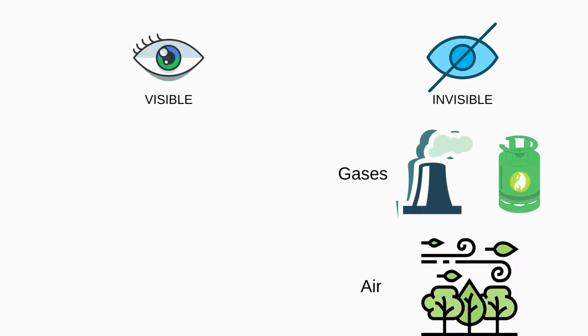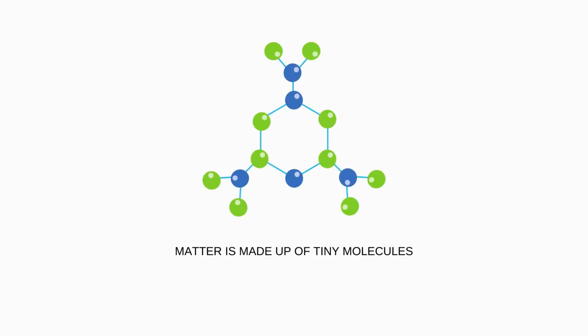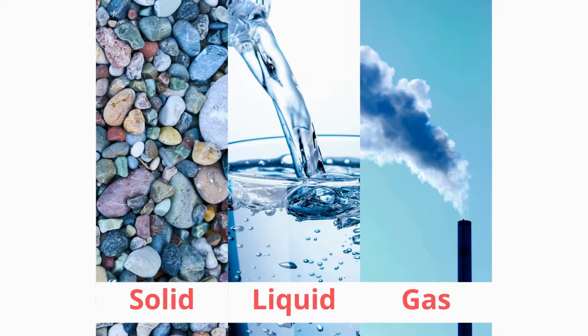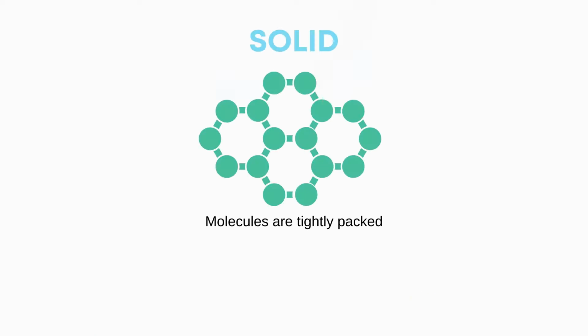Matter can be visible or invisible, like air around us, gases around us. These cannot be seen. They are invisible matter. Matter is made up of tiny molecules. Matter can be found in three different forms or states: solid, liquid and gas.